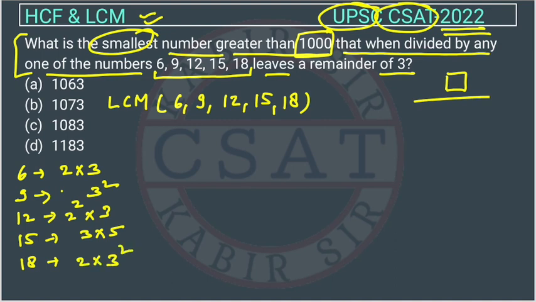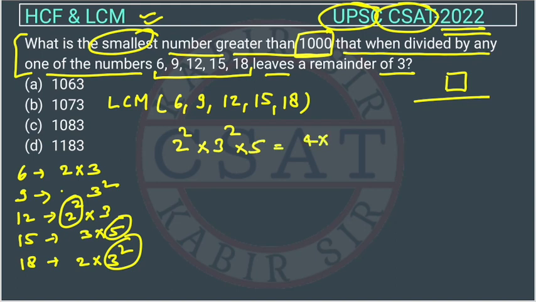Now we will take the maximum power of each one, right? So 2 has maximum power square, and 3 has power 2, and 5 has a single power, right? So the LCM of these numbers is 4 into 9 into 5, which is equal to 180. So 180 is a number which is divisible by all these numbers, right?